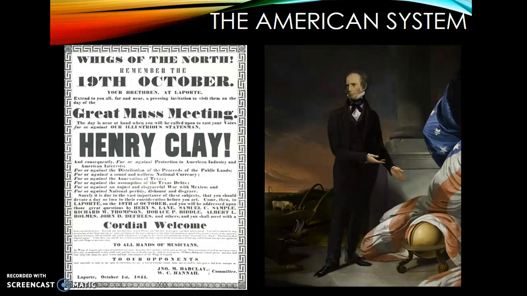So the first policy is a tariff to protect American industries. We talked about a tariff before, right? Passing a tariff encourages people to buy in country. If you need some reminder on what a tariff is, look that up.